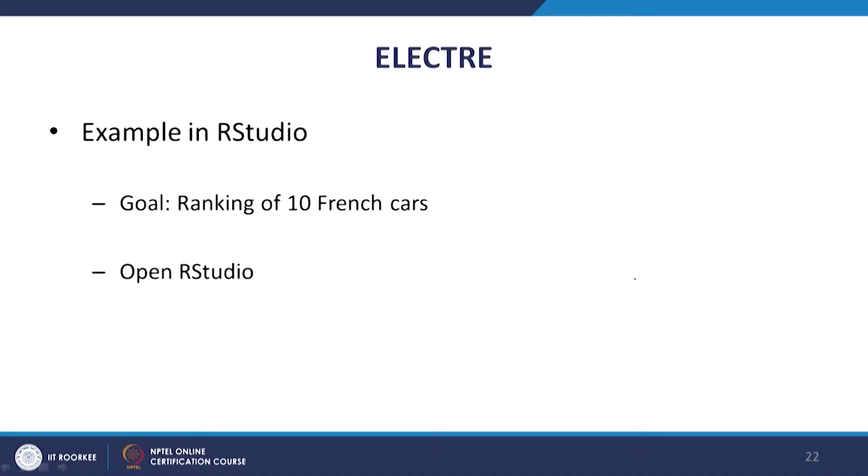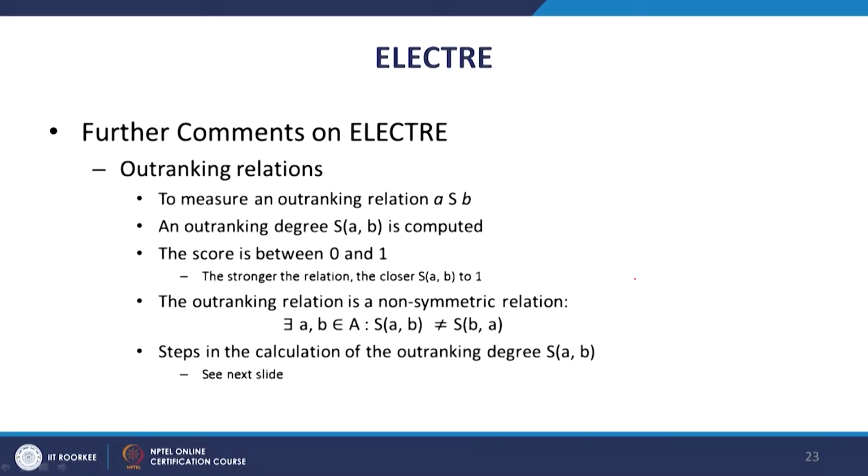We were discussing the underlying mathematics of ELECTRE. We talked about outranking relations, and that the outranking relation is a non-symmetric relation. Therefore, capital S of A comma B is not going to be equal to capital S of B comma A. Because of this, when we derive the preference relation between two alternatives, we are going to use both of these outranking relations, S of A comma B and S of B comma A, while deciding on the preference between A and B.